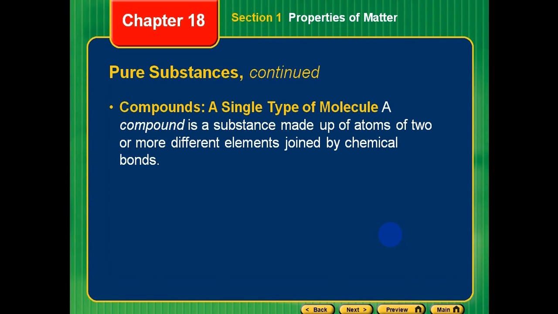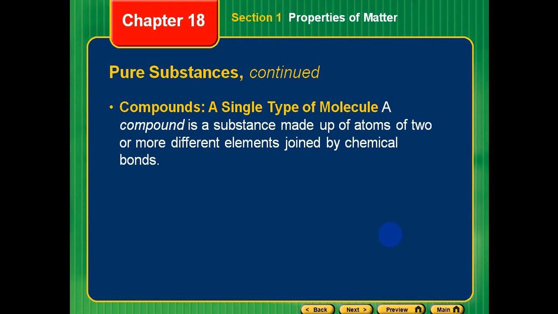So now we are done with elements. As we said, they have one kind of atoms and there are three groups of elements. Now we will speak about compounds. What are compounds?